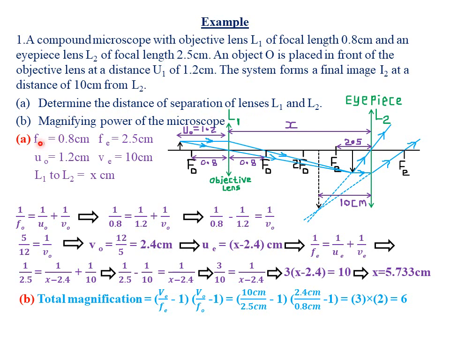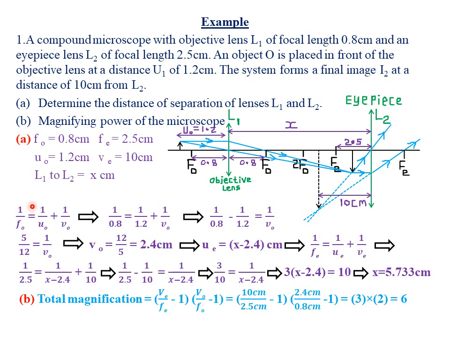F0 represents the focal length of the objective lens, which is 0.8 centimeters. Fe represents the focal length of the eyepiece, which is 2.5 centimeters. U0 represents the object distance of the objective lens, which is 1.2 centimeters. Ve represents the image distance of the eyepiece, which is 10 centimeters. Then we let the distance between L1 and L2 be x centimeters.